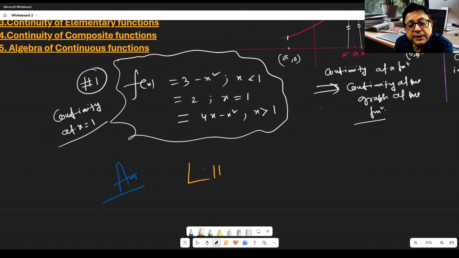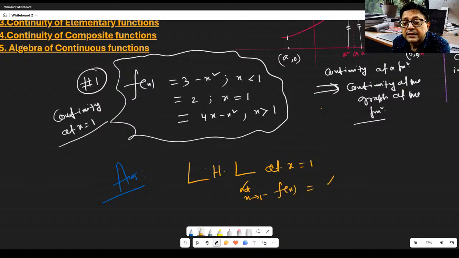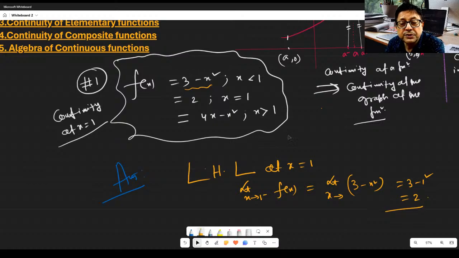So let us find LHL at x equal to 1. It is limit x tending to 1 minus f(x). This is nothing but limit x tending to 1 minus, you will be taking this part because it is less than 1. This concept of limit you got earlier, so substitute there. This part of the function 3 minus x square, the value is 3 minus 1 square, this is equal to 2.